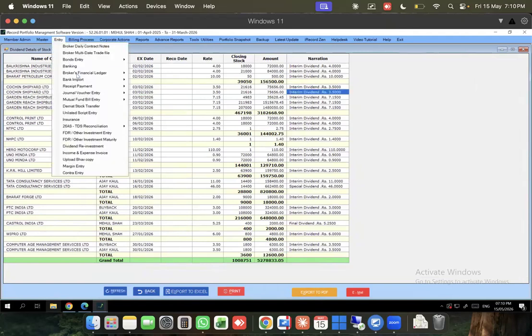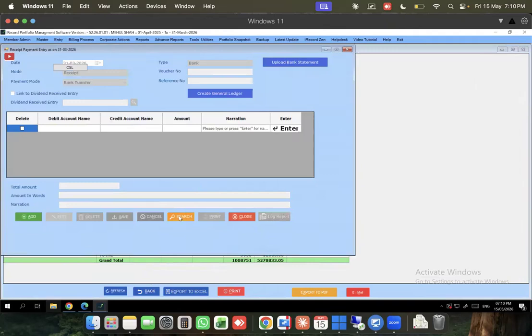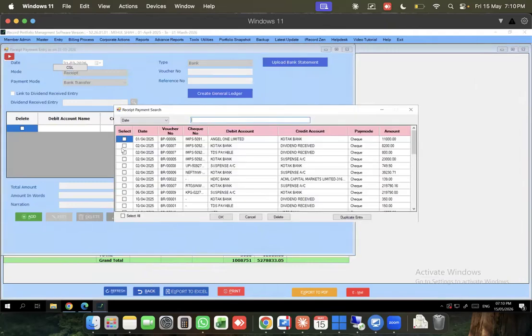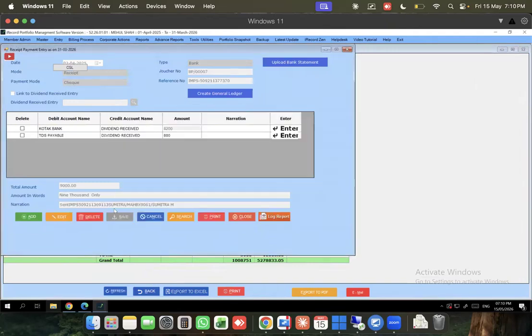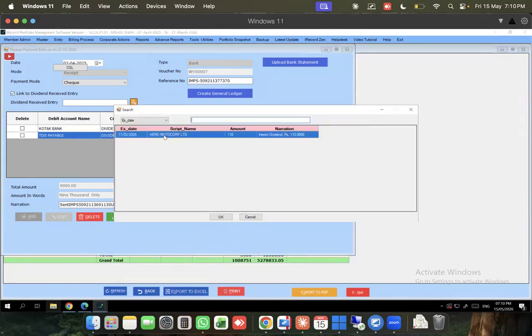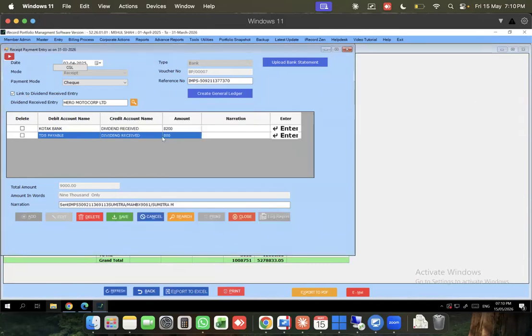Once you do that, in banks, we also have a feasibility for you to track incoming transactions at a script level. So let's assume this is my income that I have received, 9,000 rupees. I have bifurcated across bank and my TDS deducted. I can link this transaction to my accrued dividend from the company. Let's assume Hero Motor Corp.